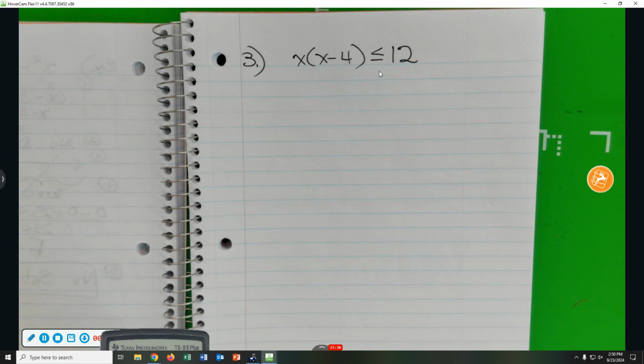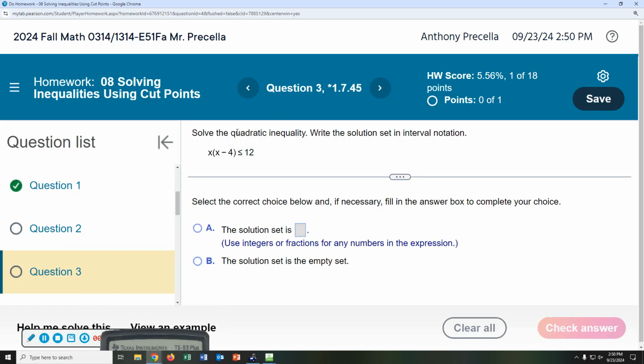How do I know that I have to use the cut point method? What do I see here? Do the instructions say use the cut point method? No. That is how we're going to solve what? Inequalities. If it's an inequality, that's when you use the cut point method. But if it doesn't say inequality, it still says write it in interval notation, so that's a hint. And if it has a less than, greater than, less than or equal to, or greater than or equal to, you've got to pay attention to these instructions.